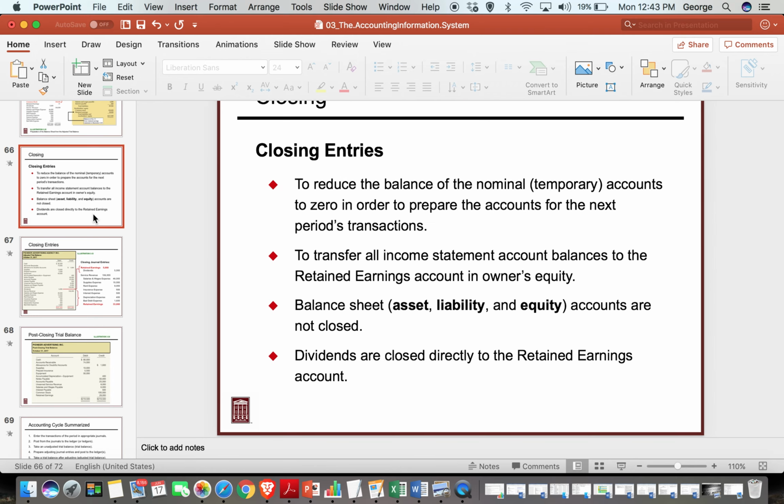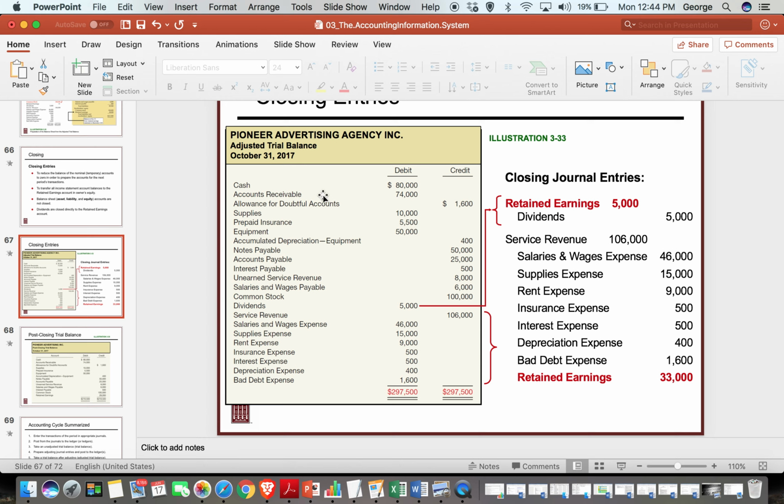Closing entries is that we just need to remove the income statement accounts. We need to revert those back to zero so we can start over again, right? Income statement is for a period of time, for 12 months. So on January 1st, I want to start with zero. Balance sheet accounts, sometimes called real accounts, are not closed. Dividends are closed directly to retained earnings. So I had dividends of 5,000. I'm just going to close that out and debit retained earnings for 5,000.